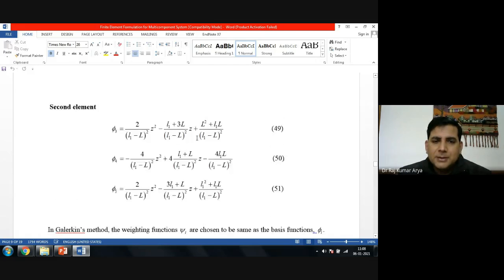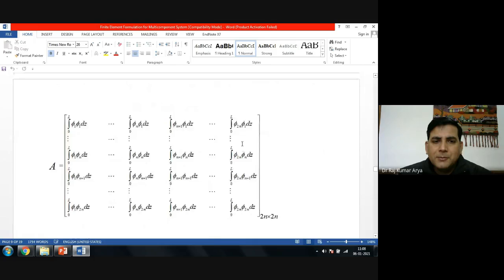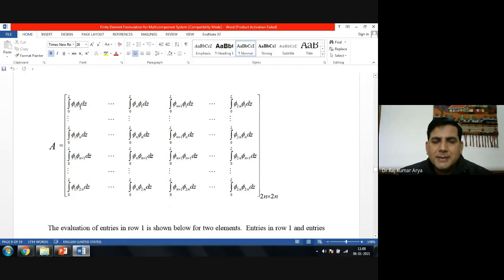Now let's see further. What power the matrix are? Matrix are these, right? Let's say we want to evaluate first for matrix number A. So A में क्या है? You have 0 to L1 phi 1 phi 1. Then here 0 to L1 phi 2 phi 1. 0 to L phi 3 phi 1. So you have here n number of the point till phi n phi 1.